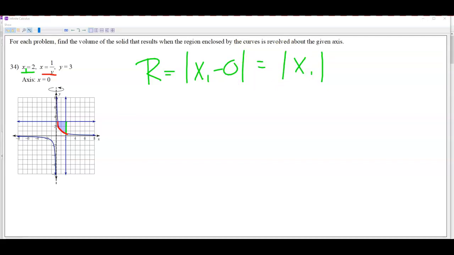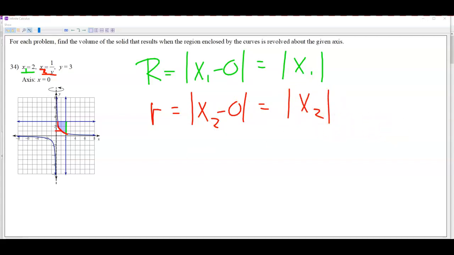That's my big radius. Now, the little radius is going to be the line that's closer to the axis of rotation, like this one. This one has a radius from the red line to the y-axis there, and I'll represent that with a lowercase r, and I'm going to call that function, the red one, x2. x2 minus the axis. And there's your little radius.